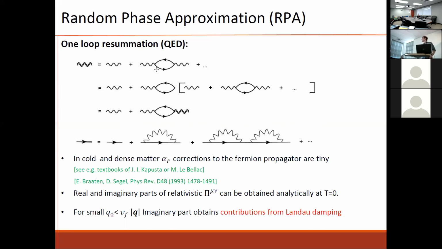F for fine structure. So that's basically e squared over 4 pi. Well, thank you for pointing that out.